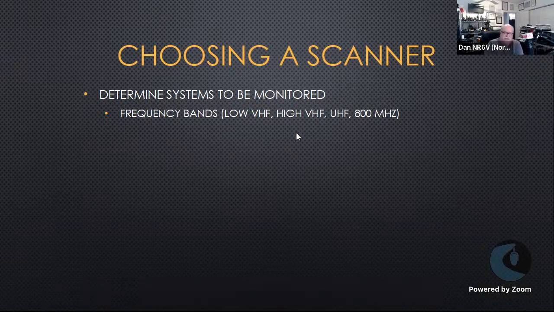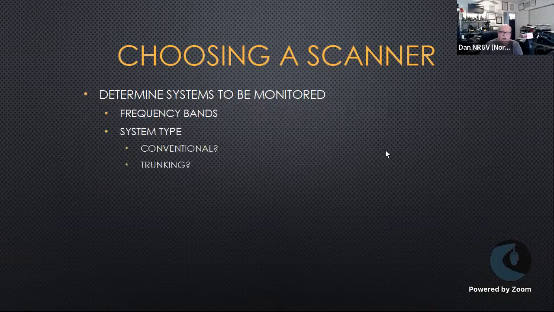High VHF, which is very similar to our 2-meter ham band, kind of adjacent. UHF, which is adjacent to our ham band, and 800 megahertz, which happens to be what LA City Fire uses and is still pretty commonly used in the fire service. System type, this is where you need to know whether it's a conventional or a trunking system. In Southern California, there are a few trunk systems out there, but most everything is conventional, individual frequencies for individual functions.